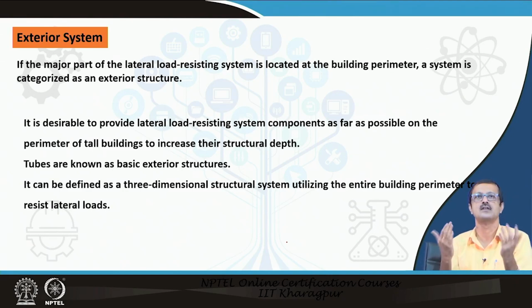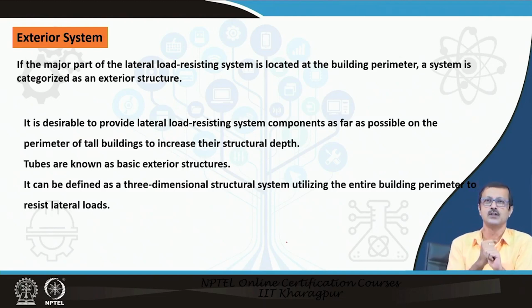So, F.R. Khan considered the building as a tube, and the major part of the structural consumption is put into the perimeter area. That is why they are called the exterior systems, and the tubes are his creation, tubes and tubes and tubes. So, he created different types of tubes.